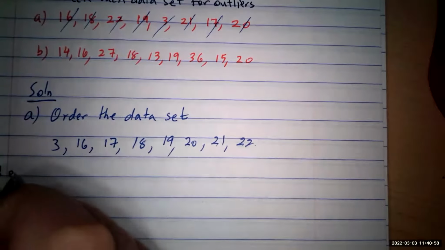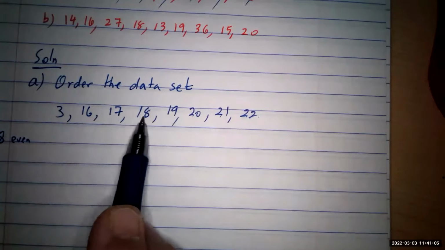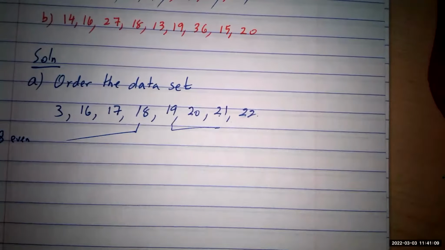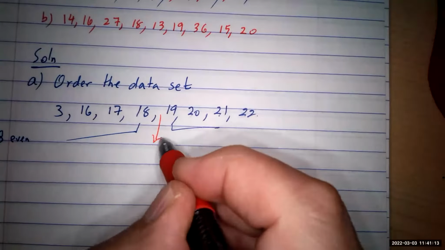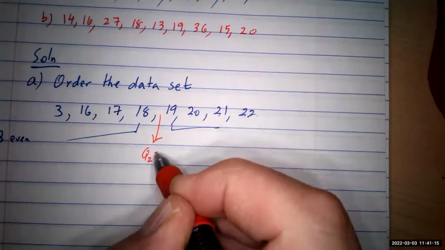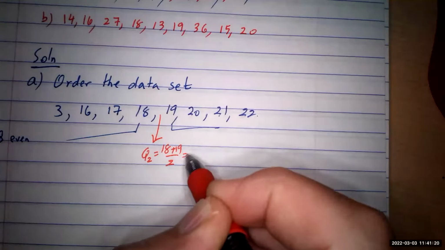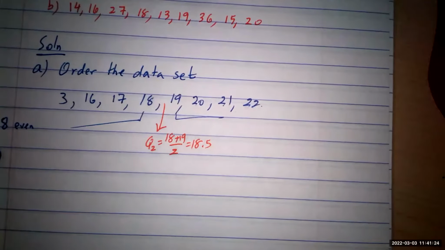which is even. So 50% to the left, 50% to the right: 1, 2, 3, 4 and 1, 2, 3, 4. That gives you Q2, which is 18 plus 19 divided by 2, which is 18.5. You go to the left and the right, and that gives you Q1 and Q3.